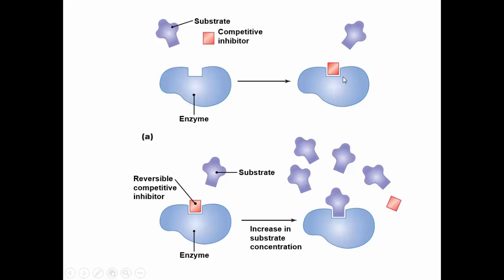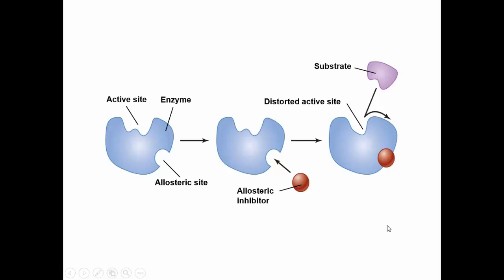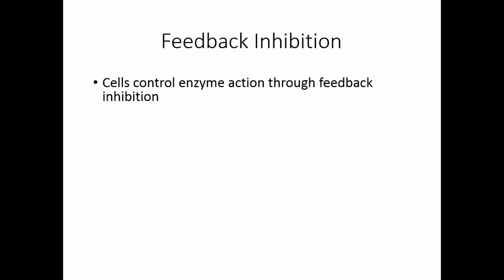Now here is a competitive inhibitor. It sits in the active site, and the substrate can't bind. A reversible competitive inhibitor sits and will release, and then substrate can bind again once the inhibitor is gone. This is an example of a non-competitive inhibitor. Here, the allosteric site, when something binds to it, it forces the active site to distort. Now it will no longer affect its substrate. Again, this can be reversible or irreversible. Feedback inhibition is a way that cells can control enzyme action.